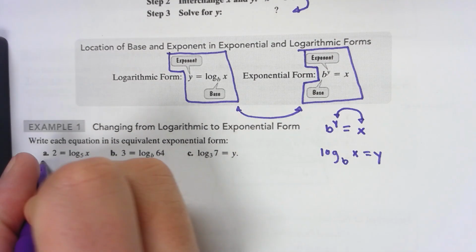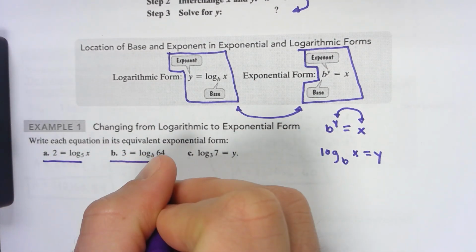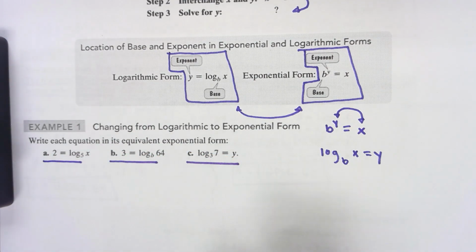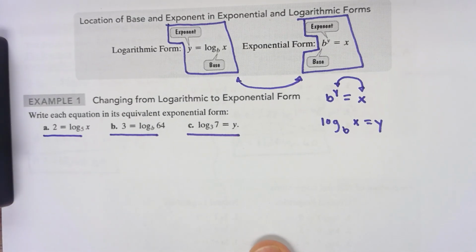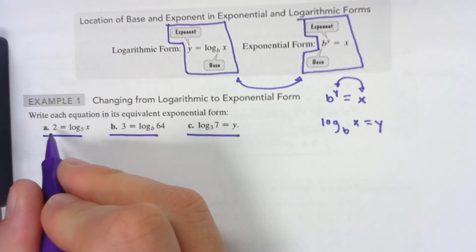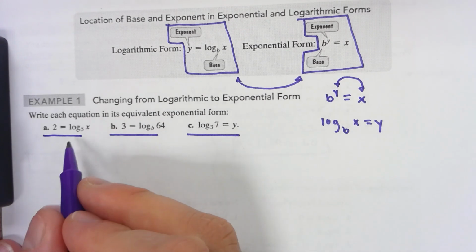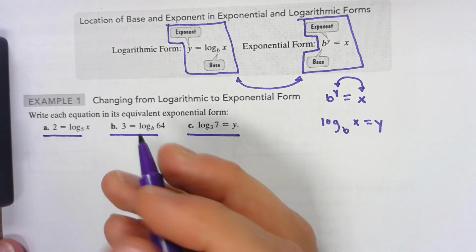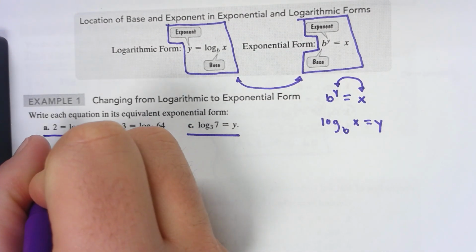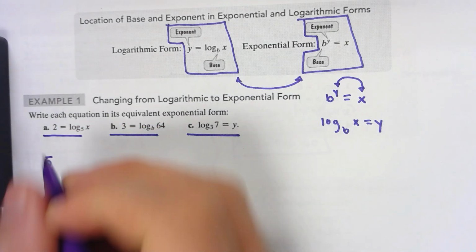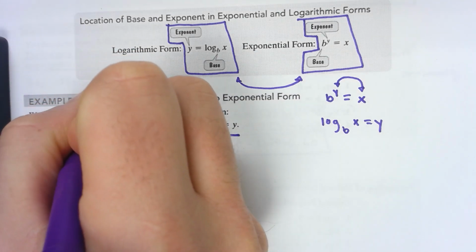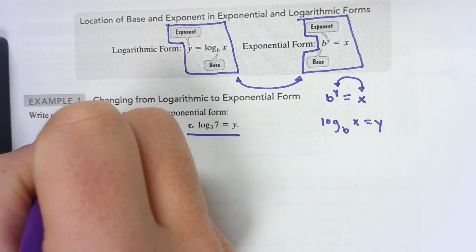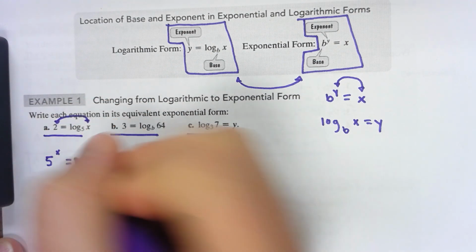So just real quick, we're going to convert these log statements to their corresponding exponentials. I'll do A, and then have you all do B and C. So I have 2 equals log base 5 of x. As an exponential, I'm going to start with the base, which stays the same, and I'm going to change the location of the other 2 terms. So 5 to the power of x equals 2.